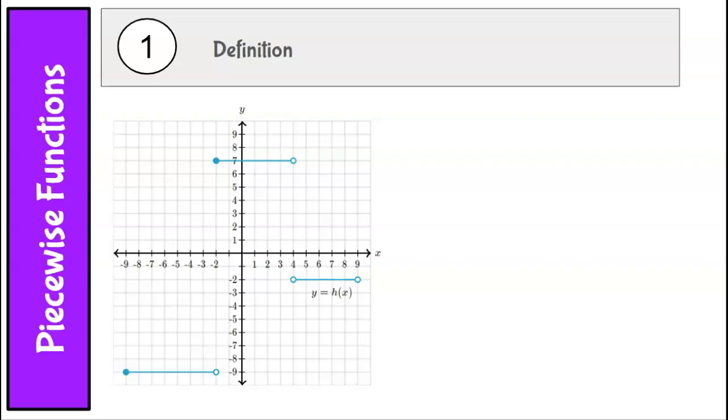Here's what they look like graphically. This function is constant on the interval from -9 to -2, and then it jumps up to this piece and is constant on a new interval for x from -2 to 4, and then it jumps down to -2 on the interval from 4 to 9.